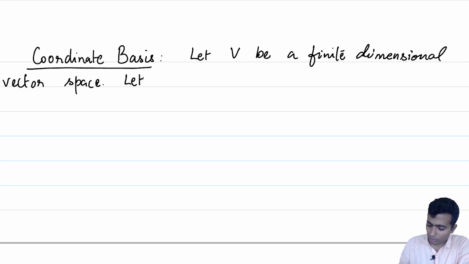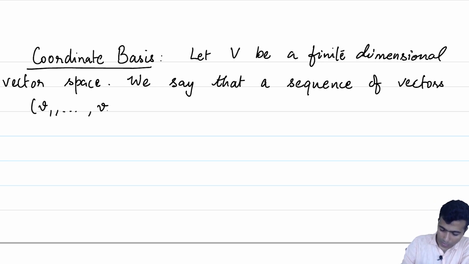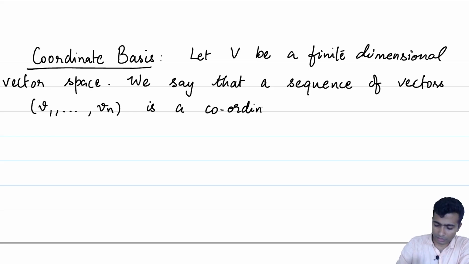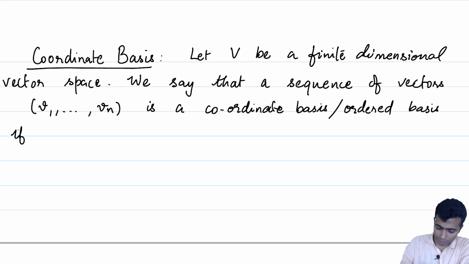We say that a sequence of vectors, let's call those vectors v1 to vn, we say that a sequence of vectors is a coordinate basis, let's also give the alternate name to it, it is also called an ordered basis, if the sequence forms a basis of V.